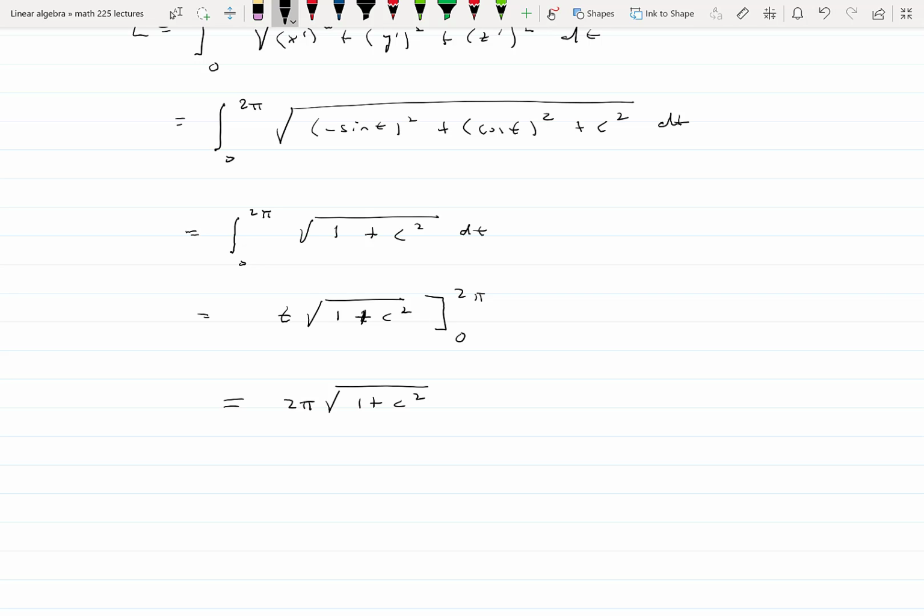And notice that as c approaches 0, what does the length approach? Notice, we have what we would expect. As c is allowed to approach 0, the length approaches 2 pi, which is what we would expect to happen. We would expect to have the length of the helix approaching the length of the circle that's projected into the xy plane.